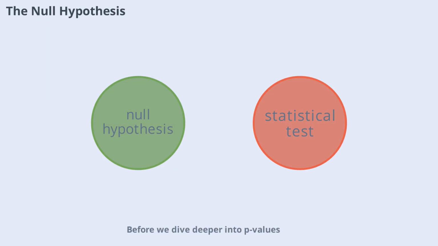Before we dive deeper into p-values, let's clarify the idea of the null hypothesis. In most statistical tests, the null hypothesis is a default assumption that there is no effect or no difference between groups. It acts as a starting point for analysis. When we calculate a p-value, we're essentially asking, if the null hypothesis were true, how likely would it be to get the results we observed? This framework is crucial for understanding what the p-value is actually telling us.